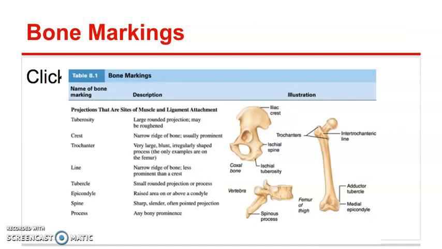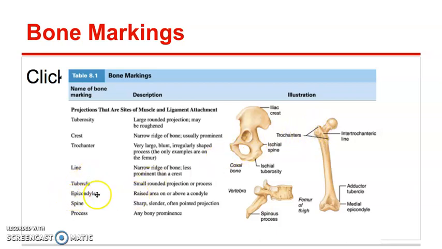Before we start studying the individual bones, you might want to review Table 8.1. Table 8.1 goes through a bunch of the names that are used in describing bone markings or bone landmarks. Things like tuberosities, large rounded projections, the bony part of your bottom are your ischial tuberosities. We have crests and trochanters. Trochanters are other bumps. Most of us are familiar with that hip bone on the side, and that's your greater trochanter.